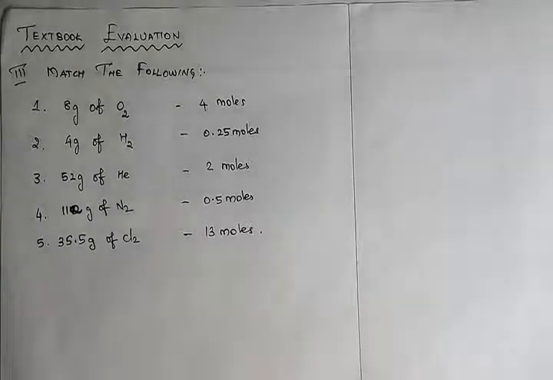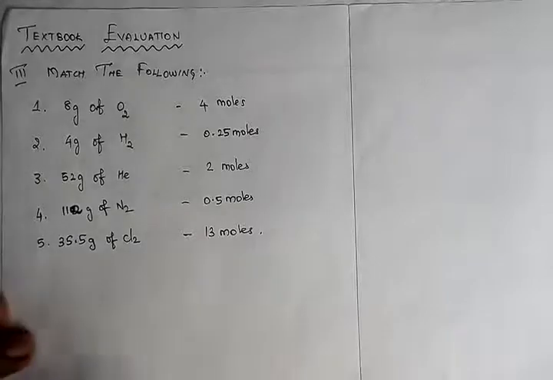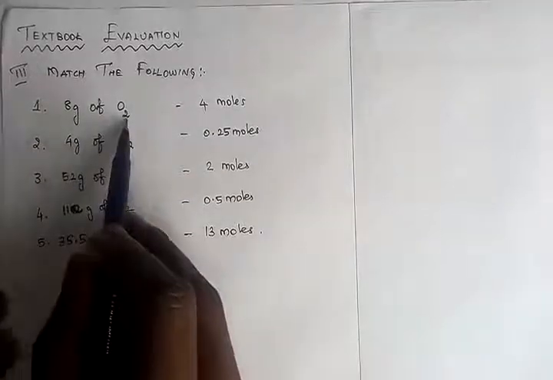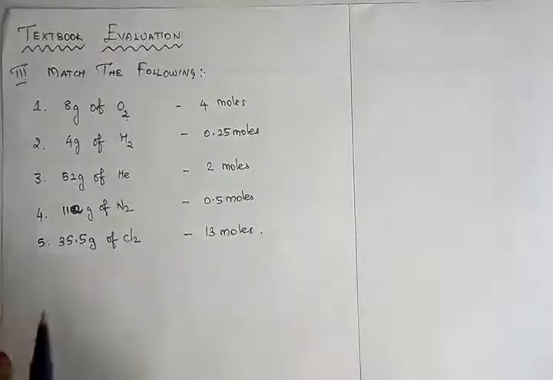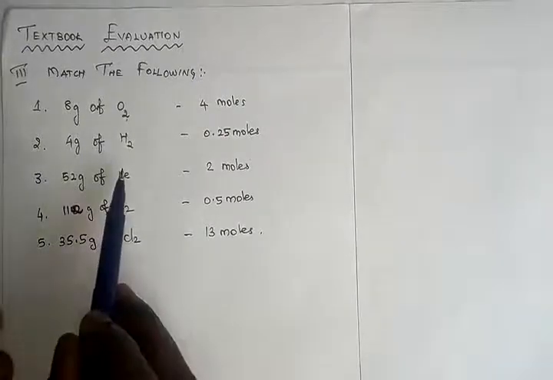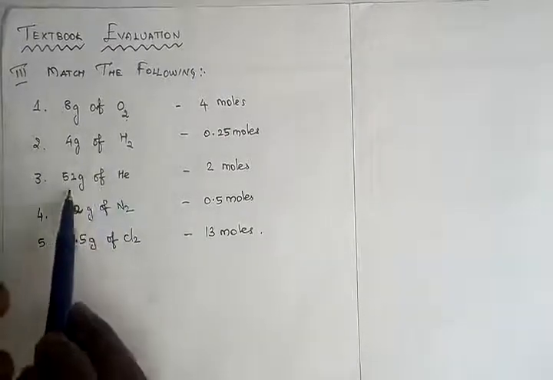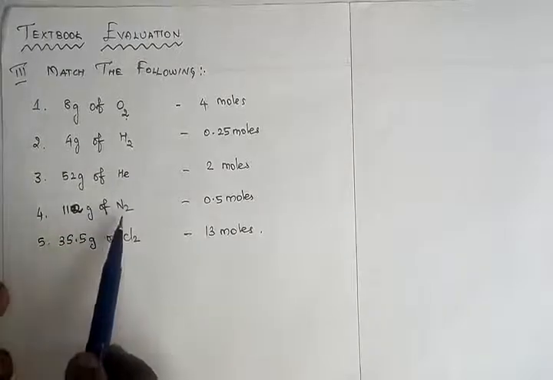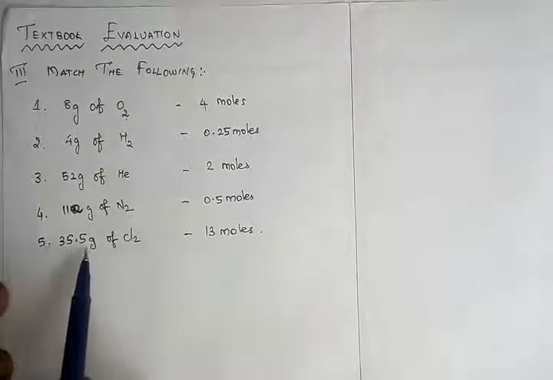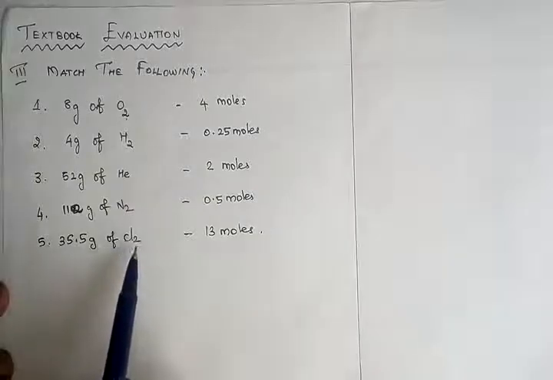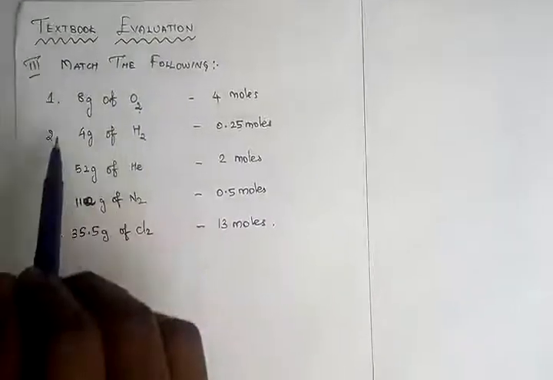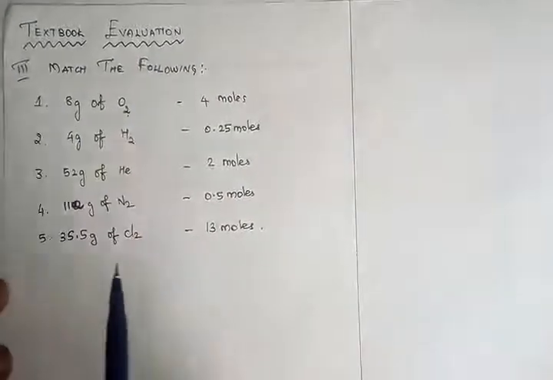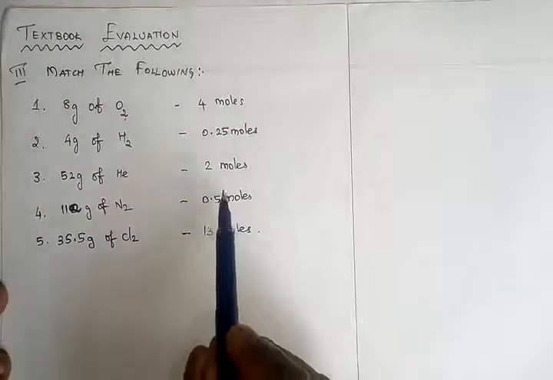Now we will start this sum. Match the following. What is given? 8 grams of oxygen, 4 grams of hydrogen, 52 grams of helium, 112 grams of nitrogen, 35.5 grams of chlorine. On the other side we have the moles.